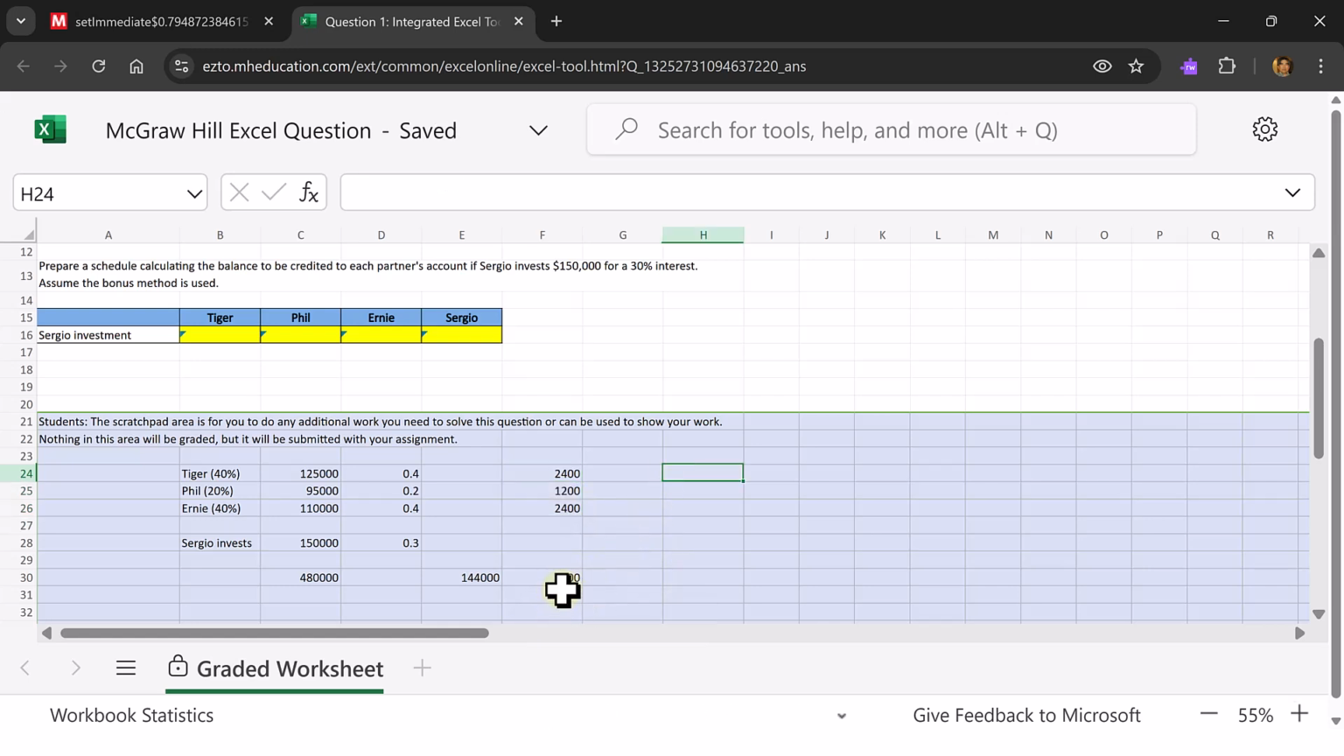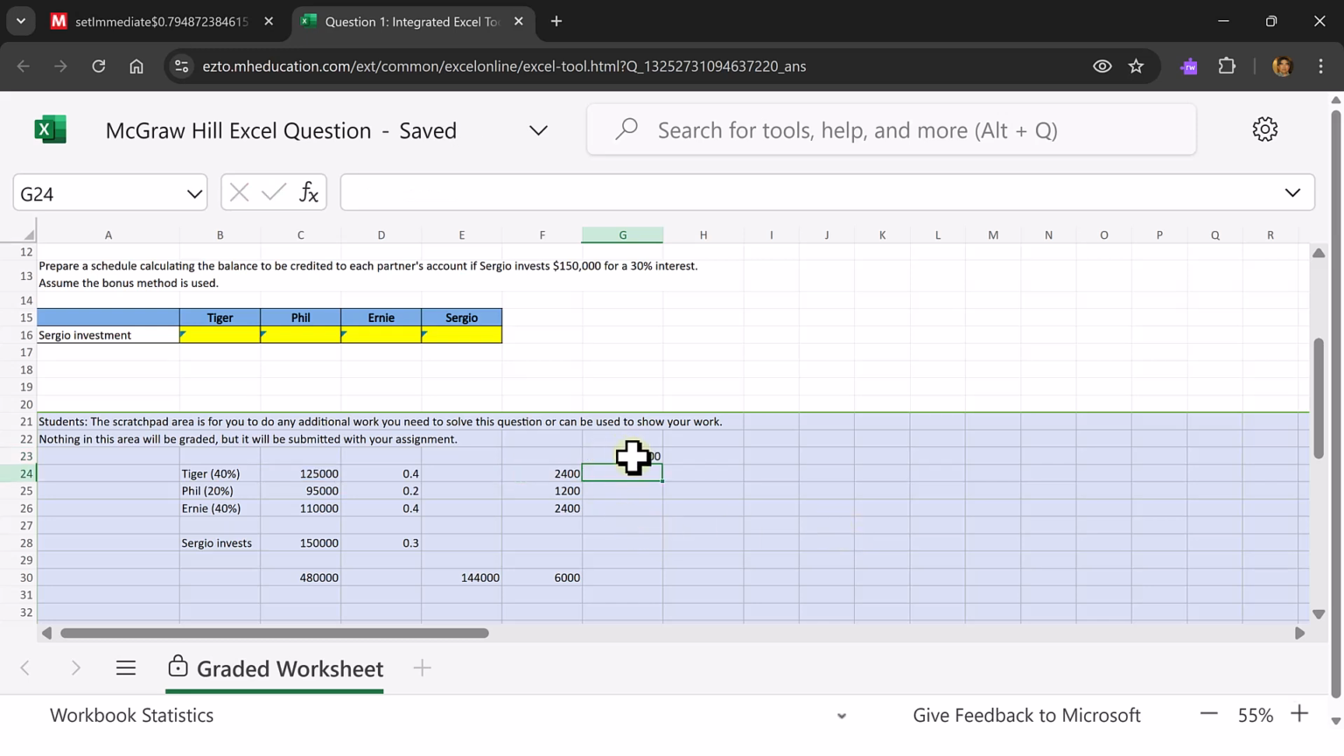So I'm allocating this 6,000 among the three partners. Let me total this up right here. You can see it's 6,000, so I know I'm probably on the right track. In fact, the answer is right here. See these four numbers here? 1, 2, 3, and 4 for Sergio. Let me show you what the capital account should be after everything is over. So if Tiger starts off with 125, we're going to increase it by 240,000.